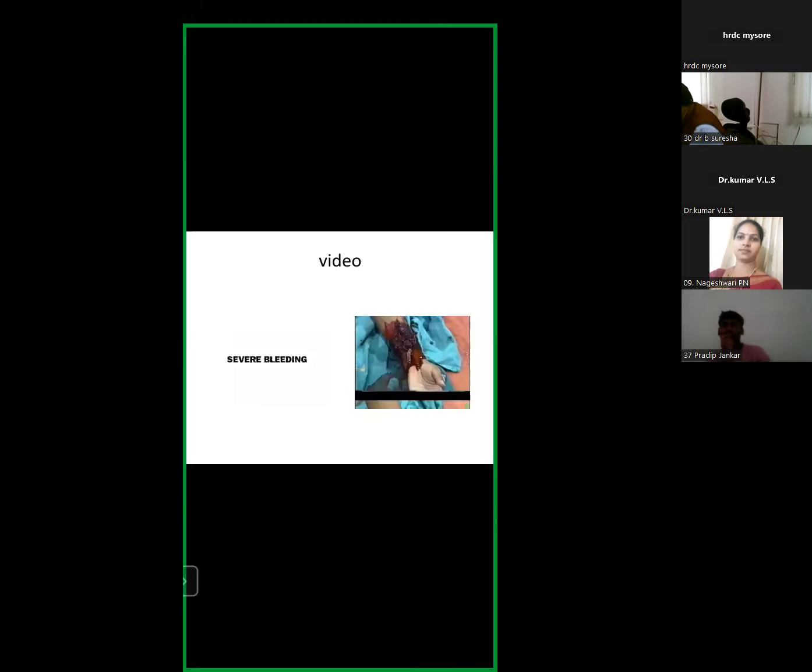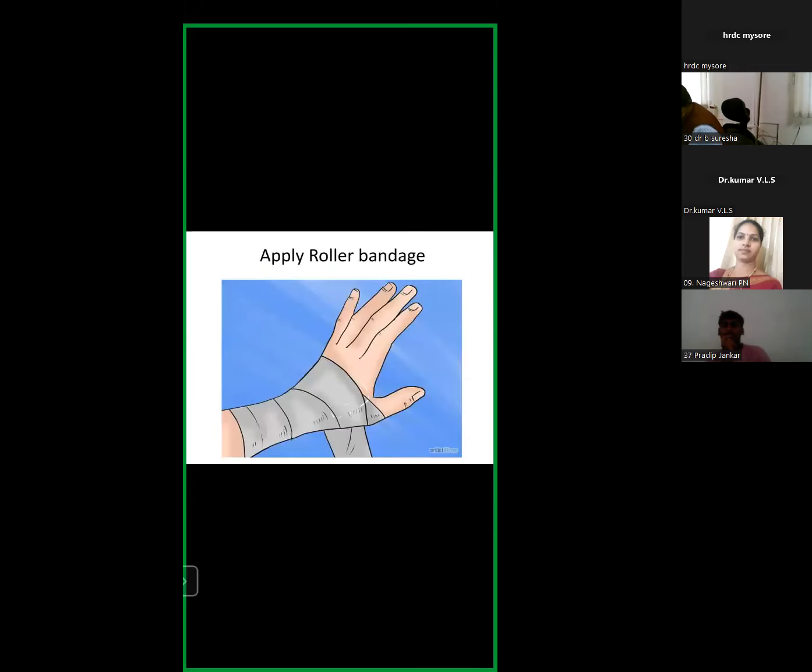There is a video. I don't know whether this video will play. So application of the bandage is also important. Applying direct pressure, elevation, and application of bandages. If you don't have a bandage, you can use a clean kerchief. You can use a cloth. You can use a towel. Ladies will be wearing a dupatta. The dupatta also can be used as a roller bandage. It can be tightly applied, completely covering the wound, directly on the wound.